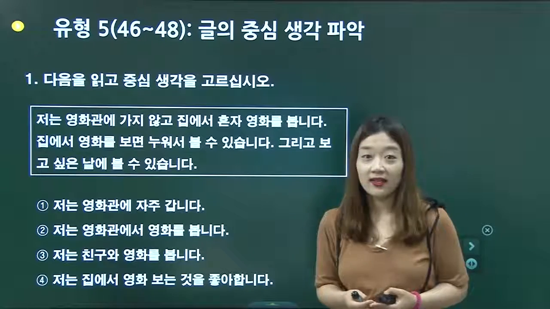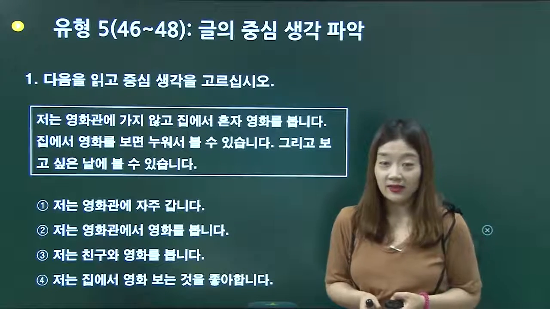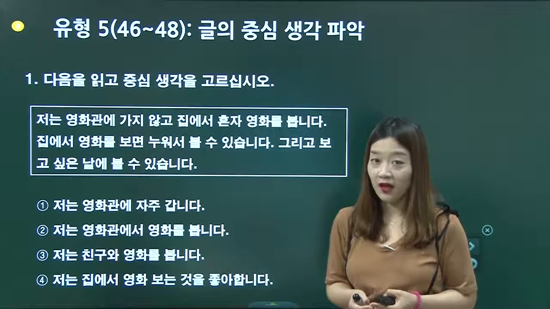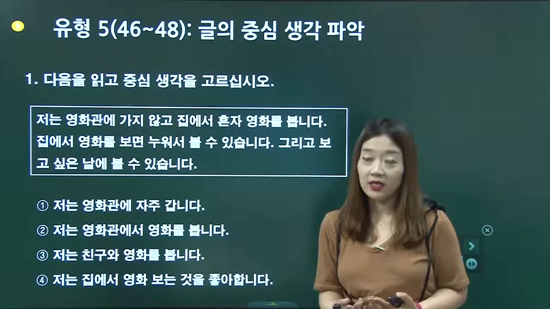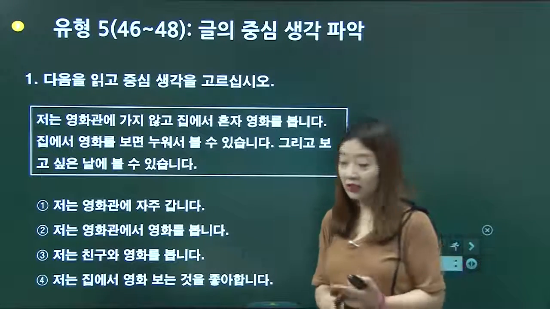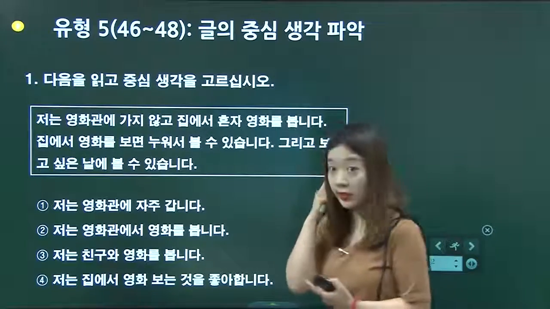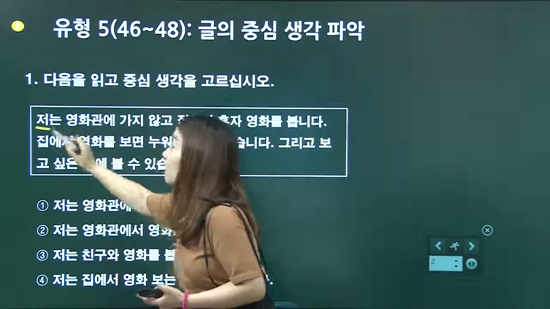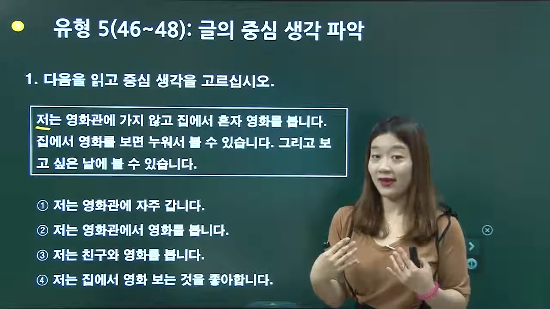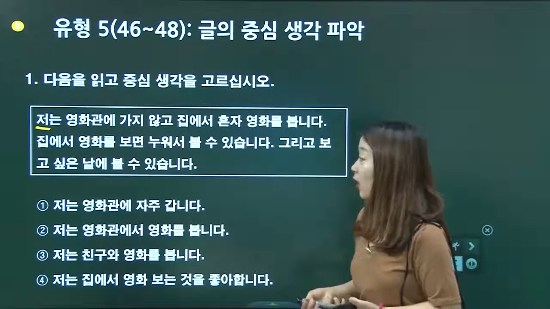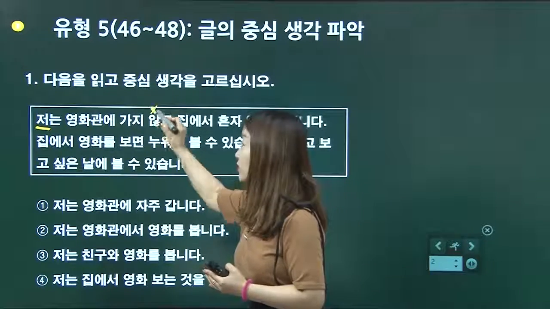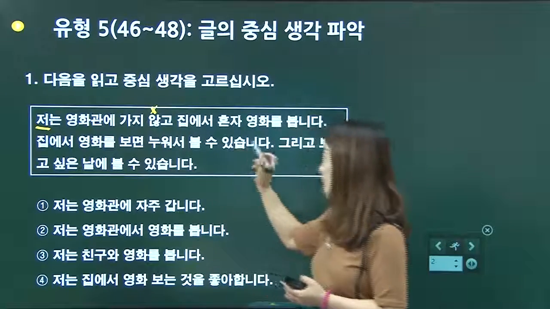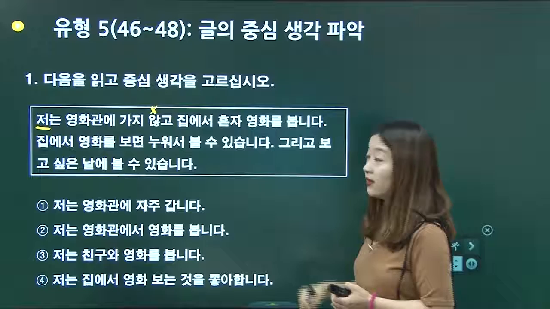저는 영화관에 가지 않고 집에서 혼자 영화를 봅니다. I told you before, normally the keyword can be a person and a main action. So we can find the person here: 저. 저 means I, right? And 영화관에 가지 않고, then I didn't do something. And 집에서 혼자 영화를 봅니다.